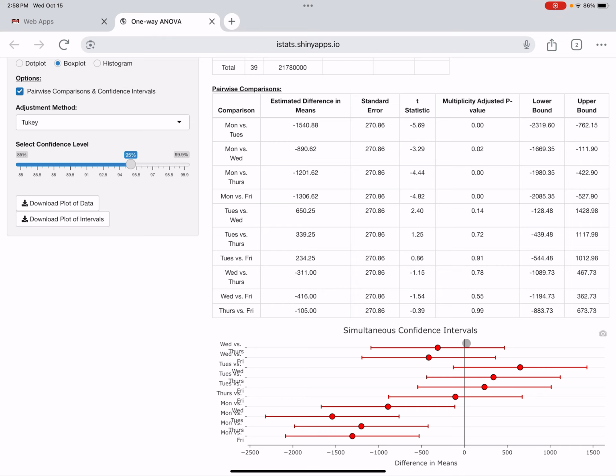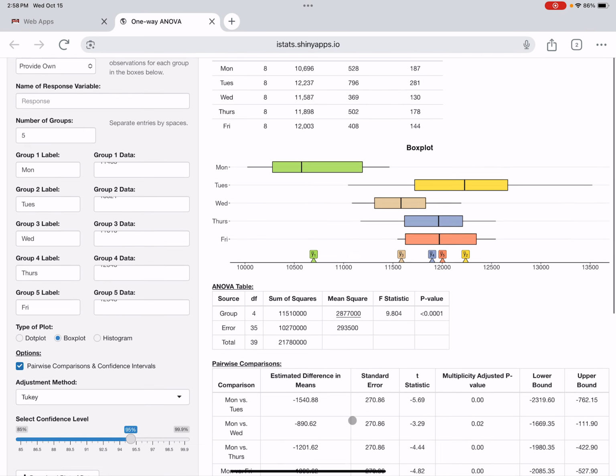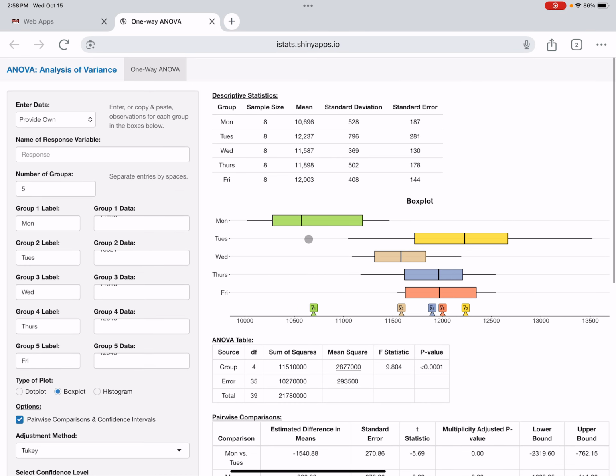None of the other comparisons are detecting much of a difference, right? So Monday is the only day that's really significantly different from the rest. Okay. Anyway, so let's head back and write down these results.